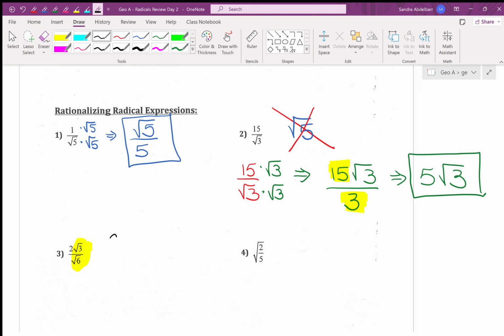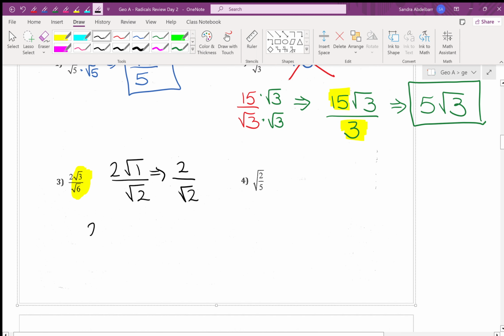So then if I divide by 3, what did I get? 2 root 1 over root 2, right? I just divided by 3. But what's the square root of 1? 1. So my numerator is 2. What's my denominator? Root 2. Can I leave it like this? I have 2 over root 2.